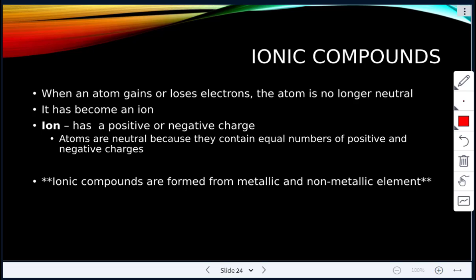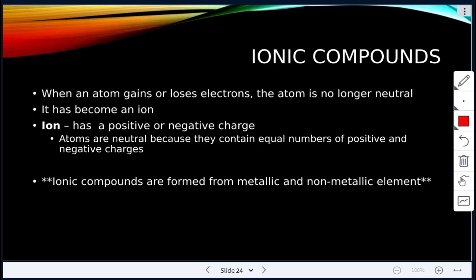Okay, so today's class, we are looking at ionic compounds. We'll look at properties of ionic compounds. We will look at formulas and naming ionic compounds. So when an atom gains or loses electrons, the atom is no longer neutral. It has now become an ion. So an ion has a positive or negative charge.